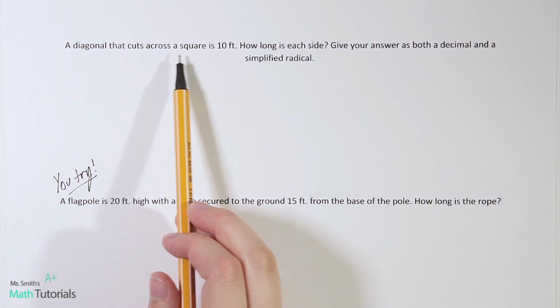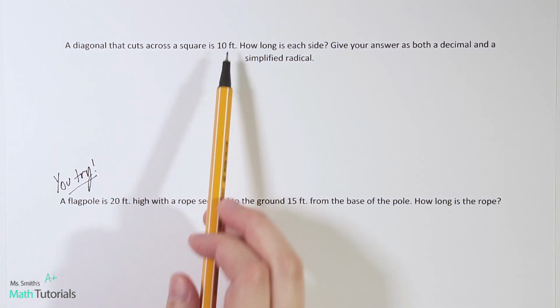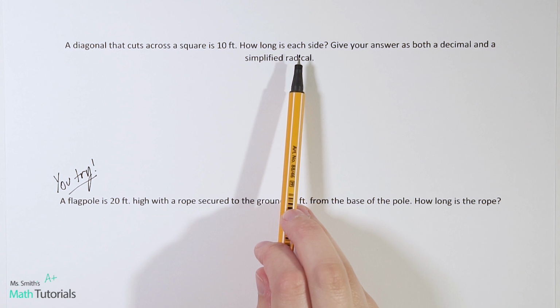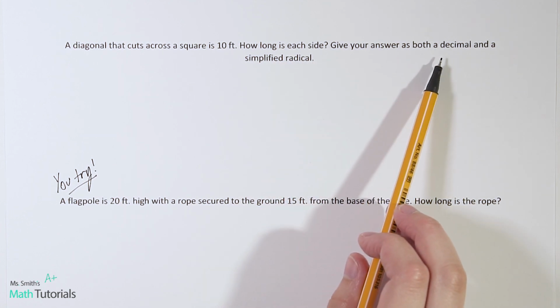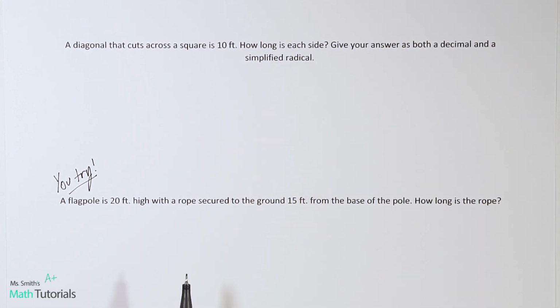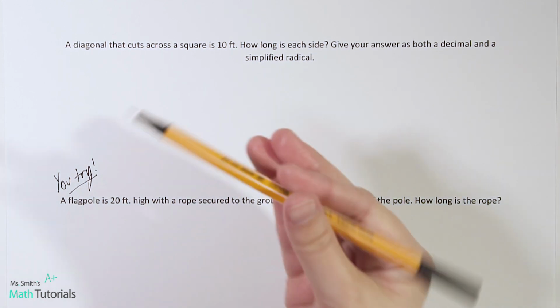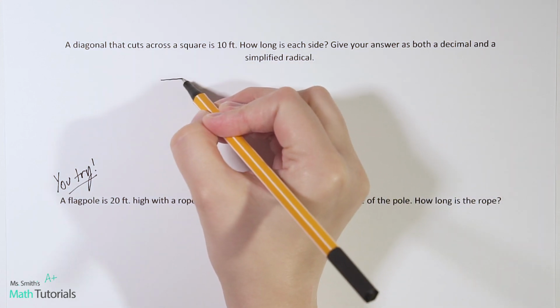A diagonal that cuts across a square is 10 feet. How long is each side? Give your answer as both a decimal and a simplified radical. Remember, we've got to be able to do both consistently. So let's visually see this. Let's draw a square. So I've got a square here.